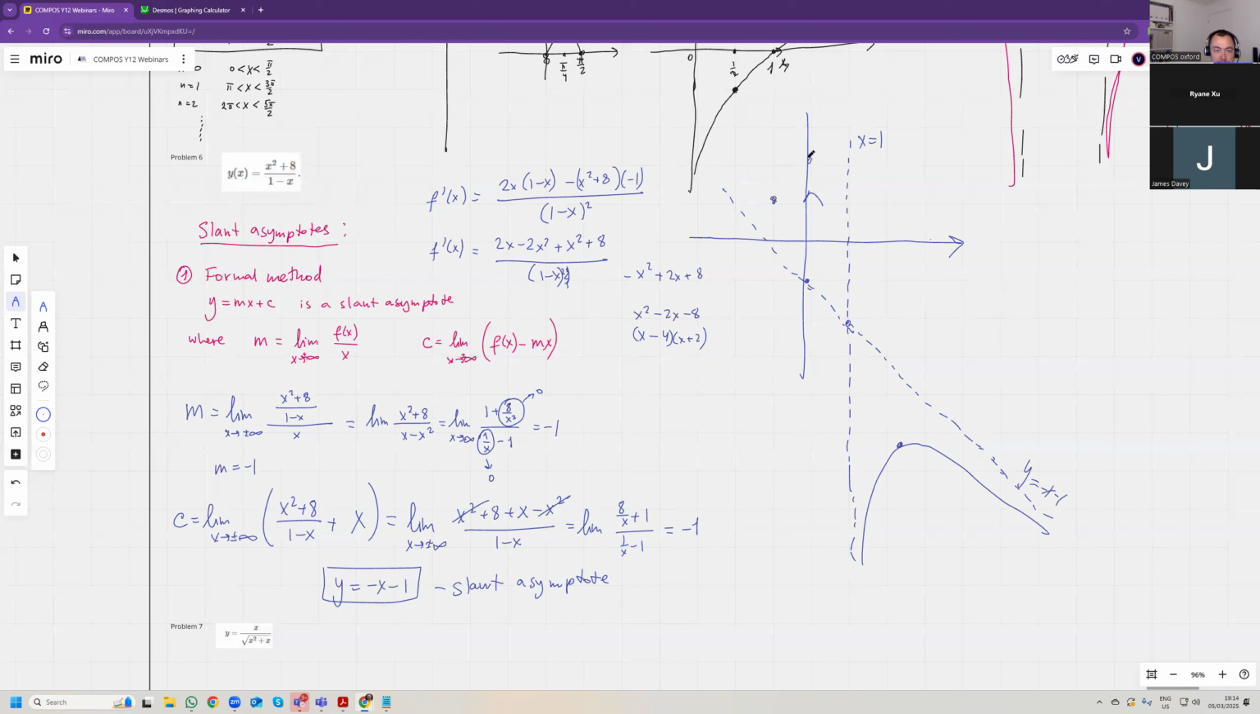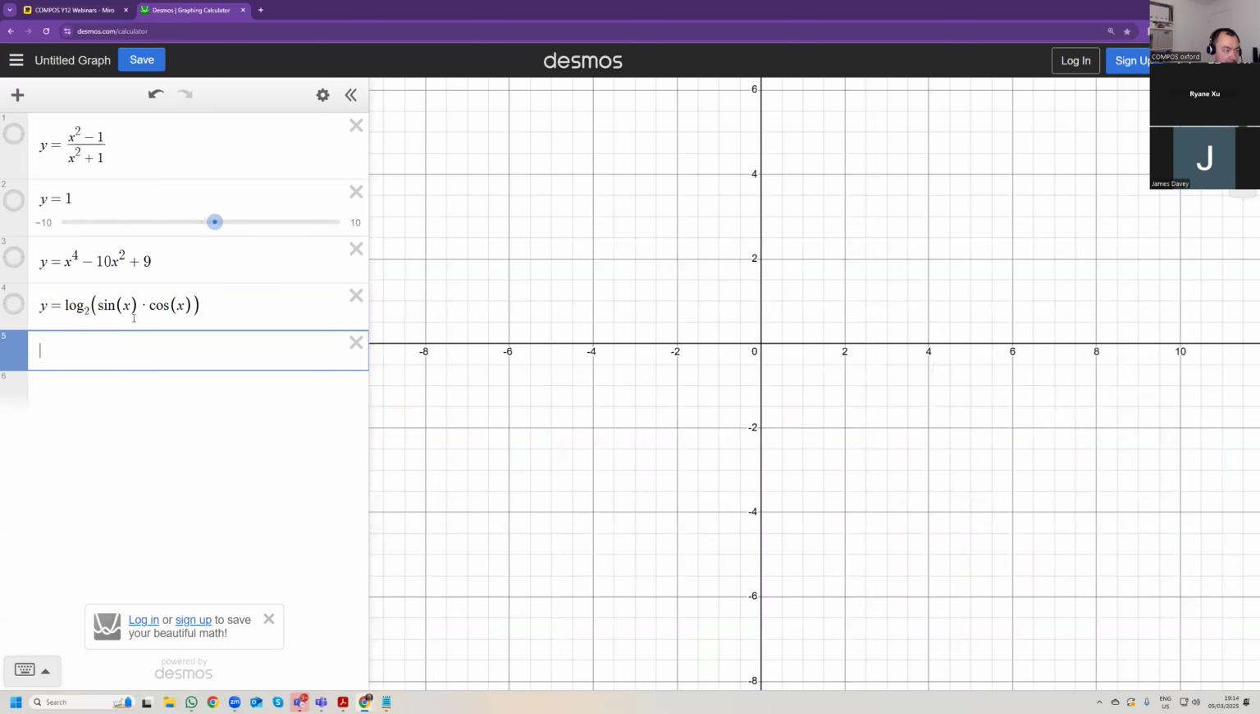So there's an intercept which is 8. 8 is the intercept. So it's like this. That's an asymptote. So basically the graph is squeezed between two asymptotes. That's another sort of classical graph. Let's see how it looks like. Y equals fraction x squared plus 8 over 1 minus x.